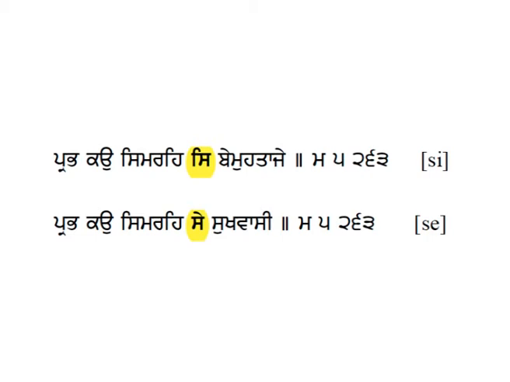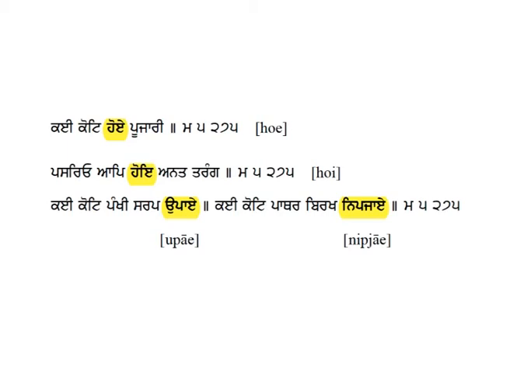"Kai kot hoye pujari pasreo aap hoye, hoye anant." And then after that you have "upaye nip jaye". If one is "hoy" and the other is "upaye", or first "hoy" and the other is "hoy", this is extremely important, because it is very, very frequent in the text of Gurbani. You see this, you have "jaye, raye".